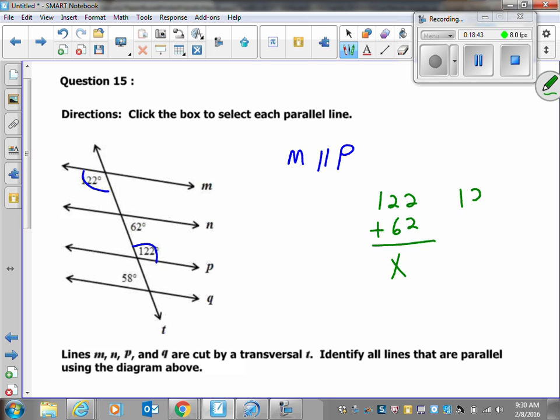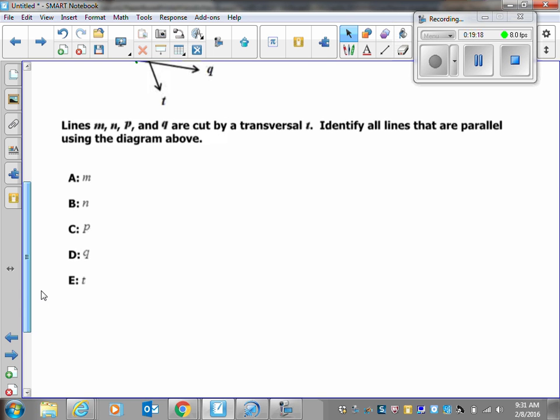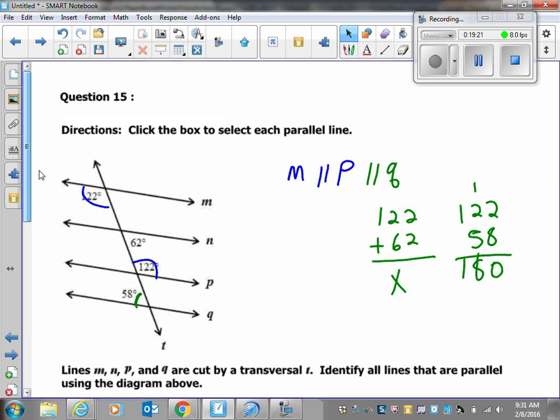Then I'll check 122 plus 58. Is it going to give me 180? 8 plus 2 is 10. 5, 6, 7, 8. Yes, this gives me 180. So 122 and 58 are going to be supplementary angles. So then Q would also be added to this. So when we have a problem like this, make sure you pick M, P, and Q. If you only pick M and P or M and Q, but you forgot one of them, the whole choice will be wrong. So you have to select all of the three that apply.